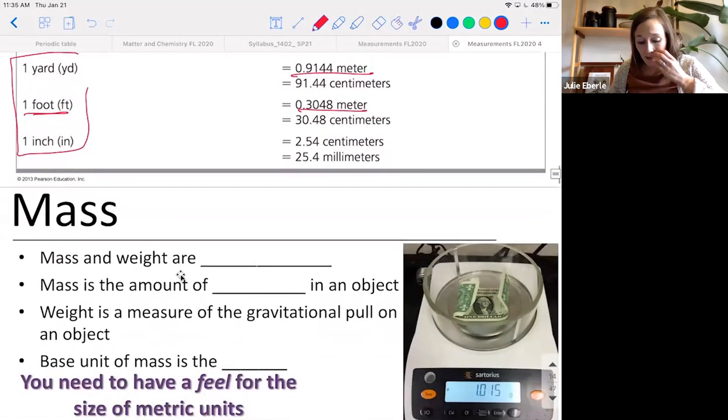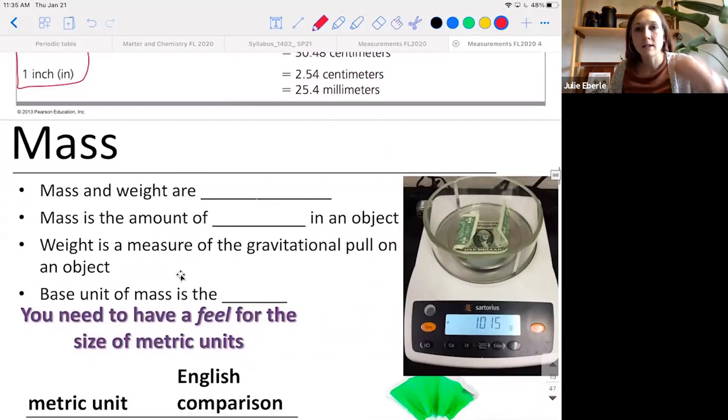All right, that's linked. Let's talk about mass. Mass is another physical quantity we can measure. The first thing, a very common misconception, is that mass and weight are the same. Mass and weight are not the same. Mass and weight are different.